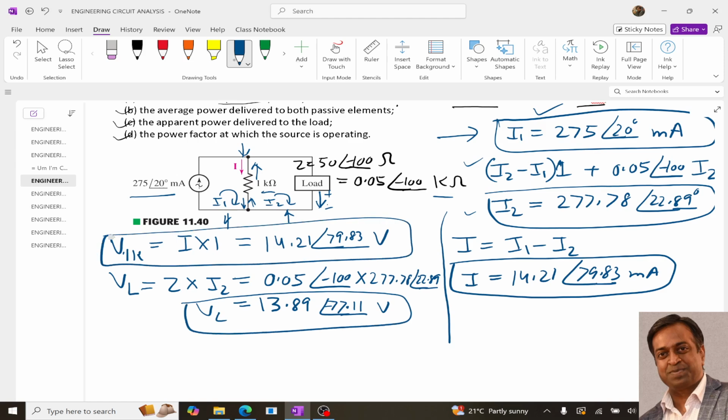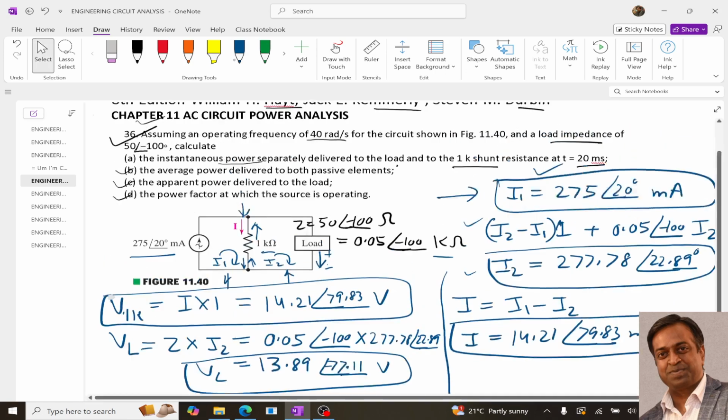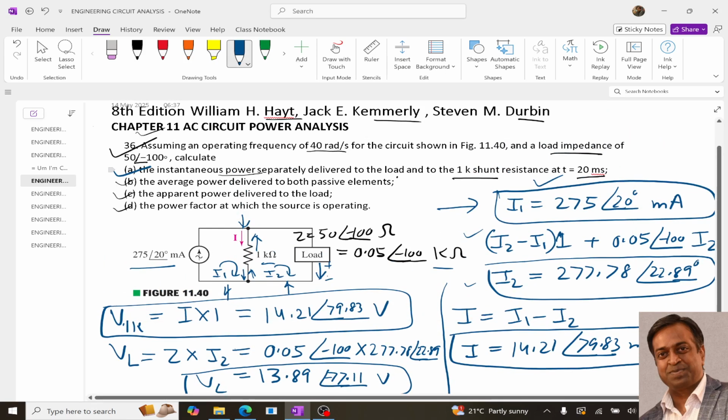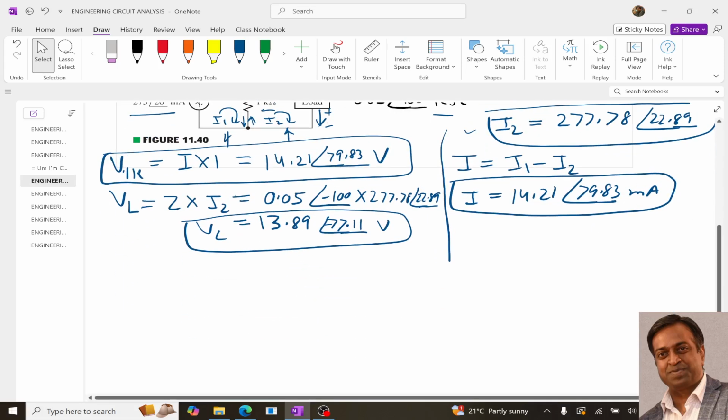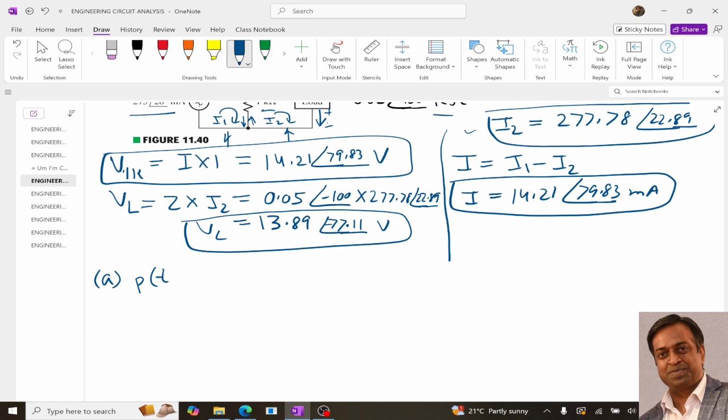Once we get all the currents and all the voltages, we can come to the question. The first part says that we need to determine the instantaneous power separately delivered to the load and the 1K at t equals this. So for part A, first we need to write the instantaneous current. The instantaneous current for 1K, we know this is the current, and it can be written in this form.